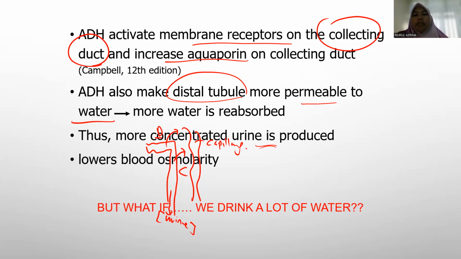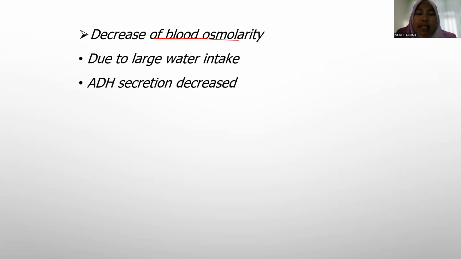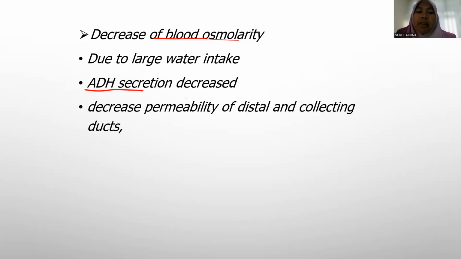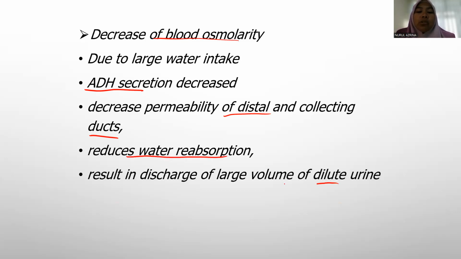Now, what if we drink a lot of water? Duduk je dalam office biasa-biasa macam ni, tapi minum air banyak sangat. What happened to us? As we drink a lot of water, the blood osmolarity will decrease due to the large water intake. So ADH secretion from the posterior pituitary gland will also decrease, and the permeability of the distal tubule and collecting duct towards water decreases. So reabsorption of water is reduced, and you are going to excrete a large volume of diluted urine. That's why kita akan urinate frequently, disebabkan oleh kita minum air banyak.